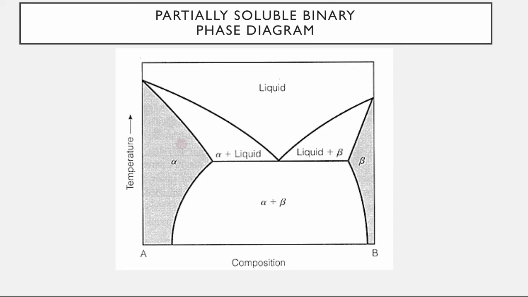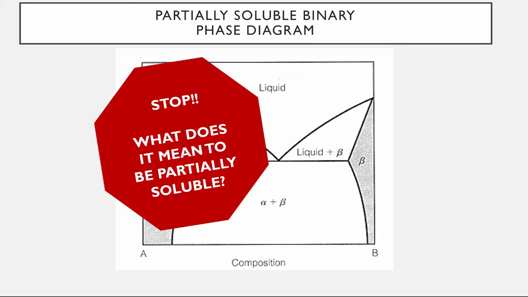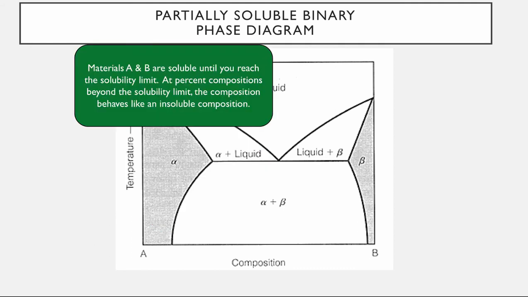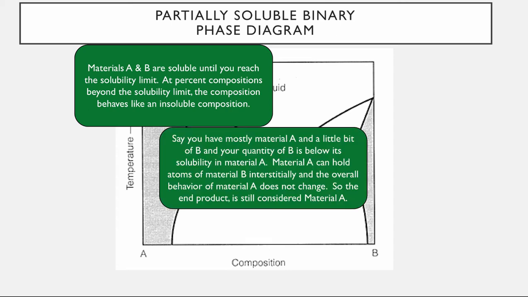And you might say, wait. I know soluble and insoluble, but what does it mean to be partially soluble? Basically, if you're partially soluble, your two materials at a certain percent composition can be soluble, but once you exceed that percent composition, then the composition behaves like an insoluble material. Let's give that a little bit more explanation.